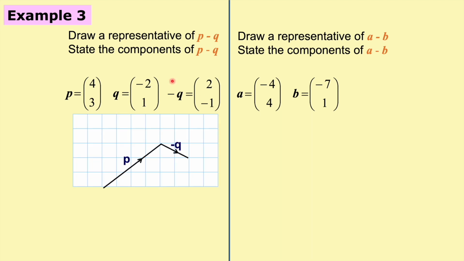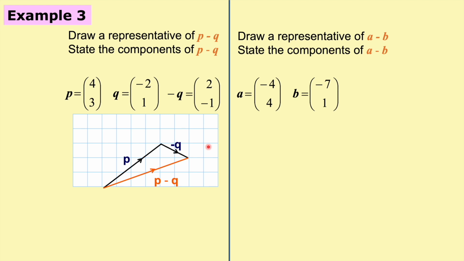Start by drawing out vector P, so we're going 4 along and 3 up. And at the end of vector P, where we've stopped drawing, we're going to draw the negative Q, so we're going along 2, down 1, going in this direction, and remember we need that resultant vector to start at the start of our journey, end at the end of our journey, and we need our direction. And you must label your vectors as well, so this vector was P minus Q.